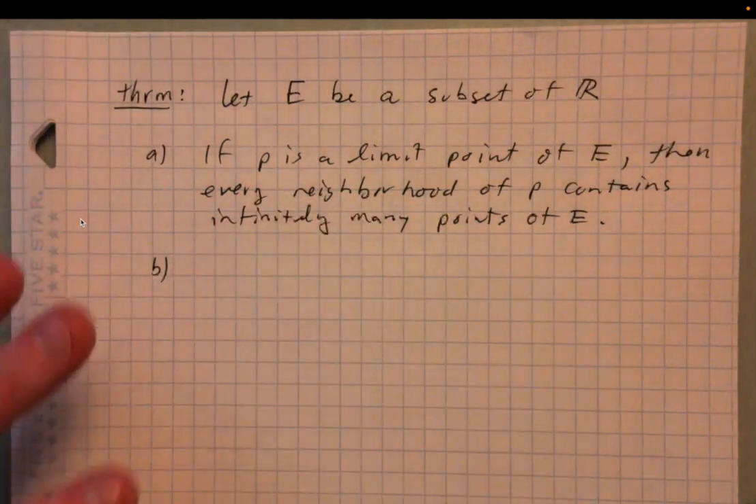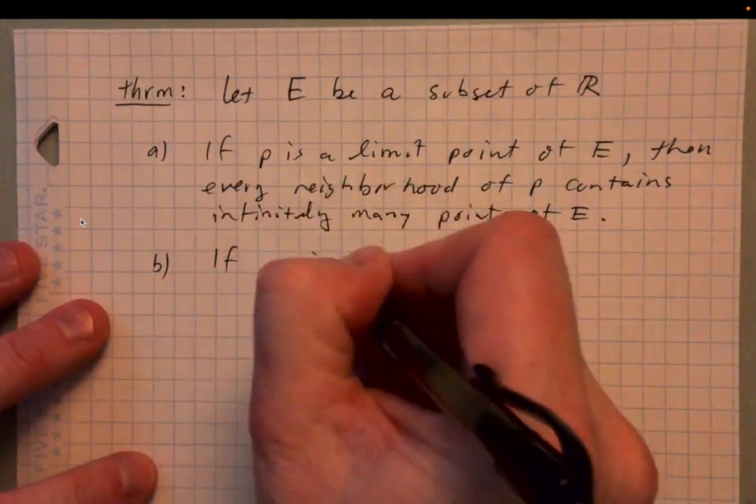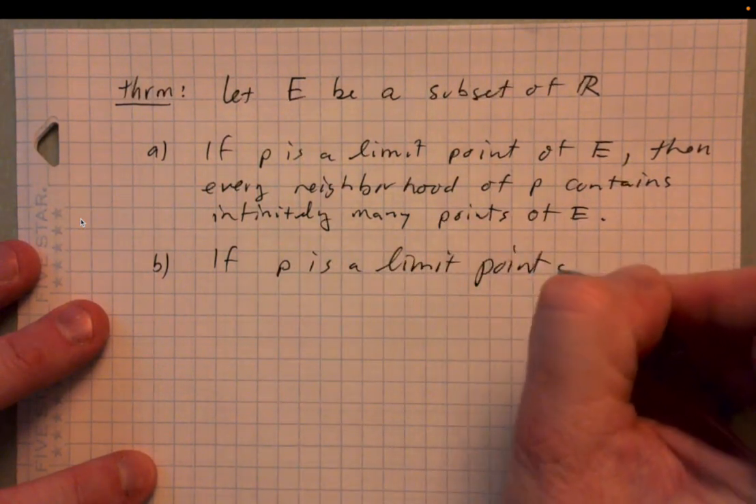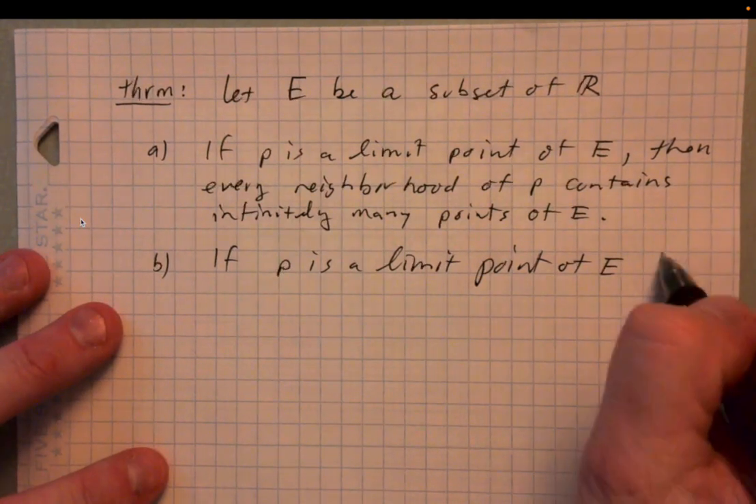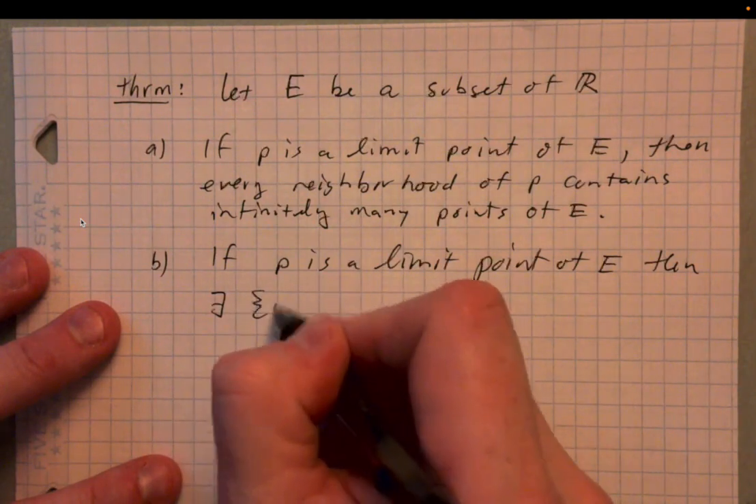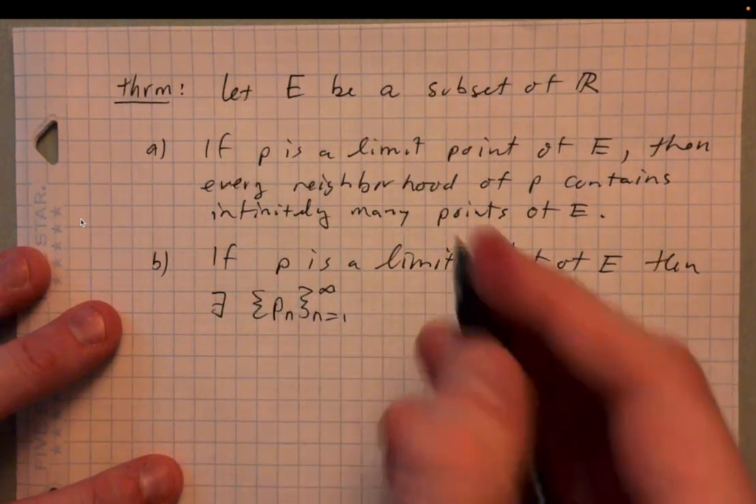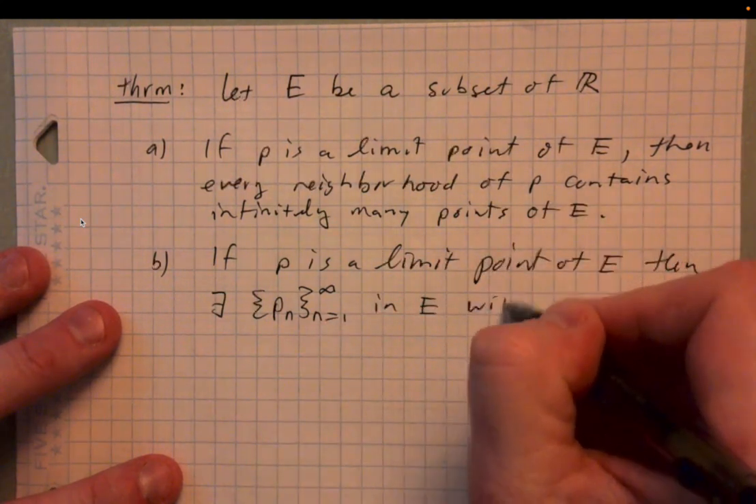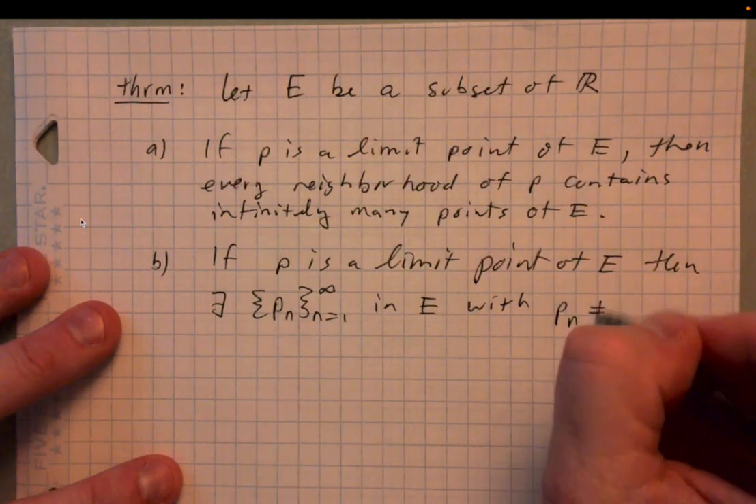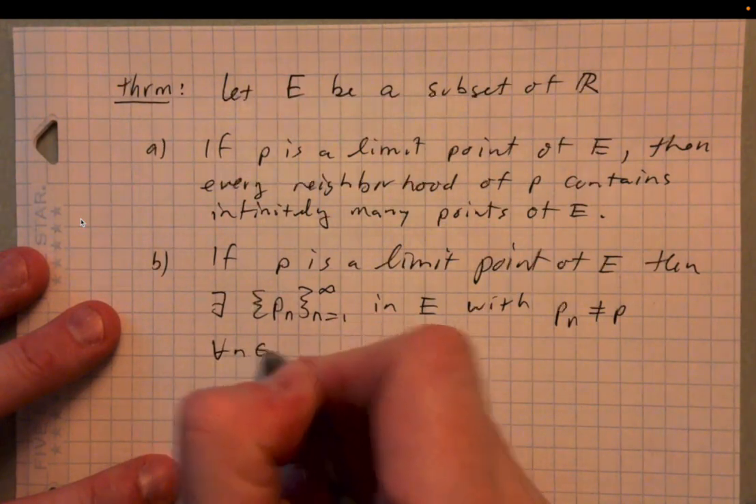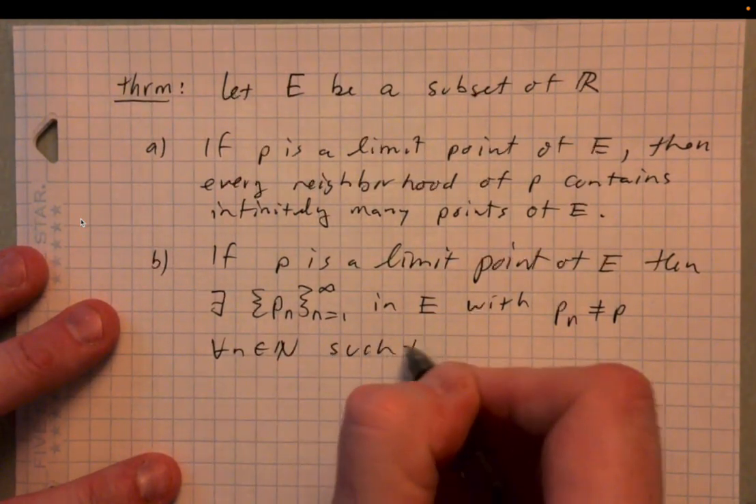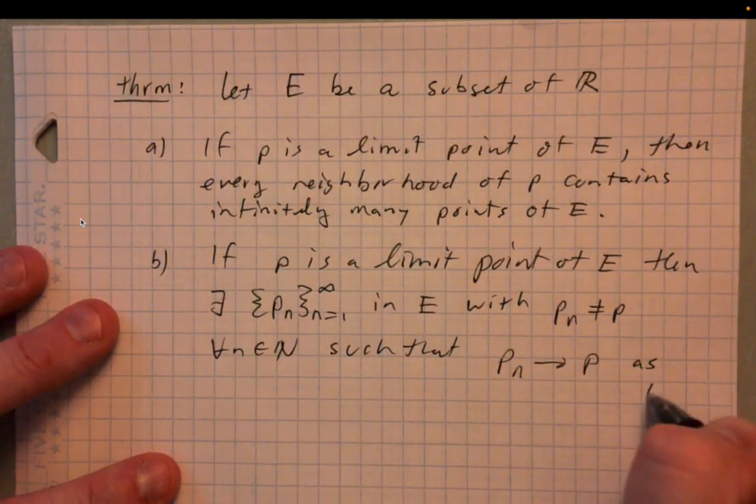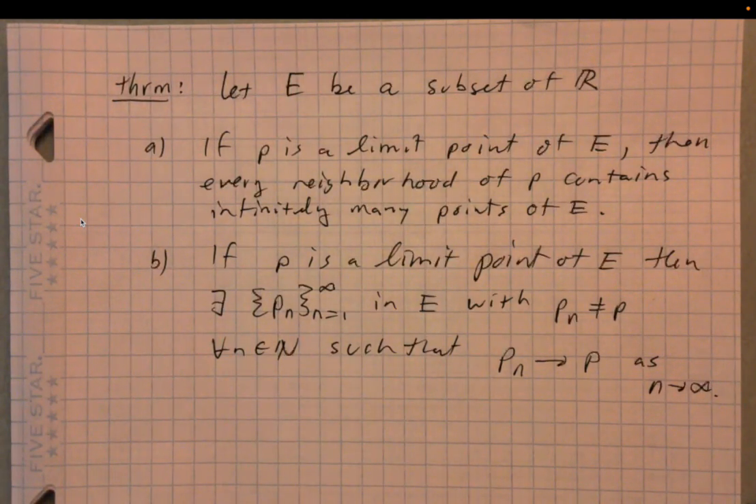So that's the first thing, and the second part of this is that if P is a limit point of E, then there exists a sequence P sub n, n equals 1 to infinity, in E, with the terms of that sequence not equal to P for all n in N, such that P sub n converges to P as n goes to infinity.